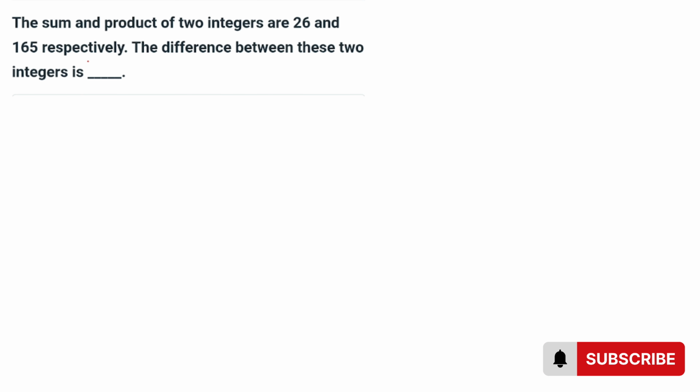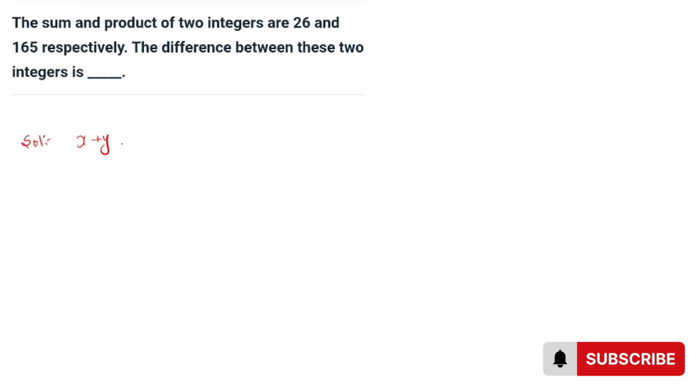The question says that the sum and product of two integers are 26 and 165. What is the difference between these two integers? So first pause this video and solve it on your own, okay, and then see the solution. I repeat once again, pause this video and solve this question. So now I solve this question.